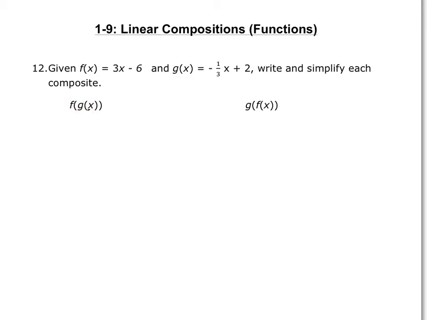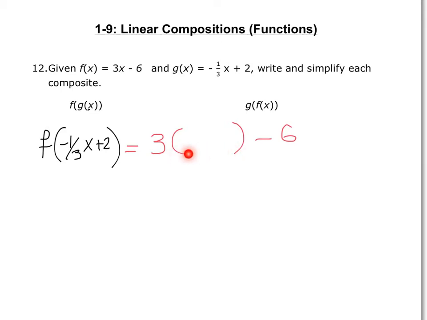So what is g of x? As you can see, g of x is negative 1/3 x plus 2. So what you need to do is to put f, and what is g? G is negative 1/3 x plus 2. So now you need to plug all of this in the x of f. So what is the function f? It's 3x minus 6. So you put 3 parentheses minus 6. You see that? And what goes in these parentheses is the function g.